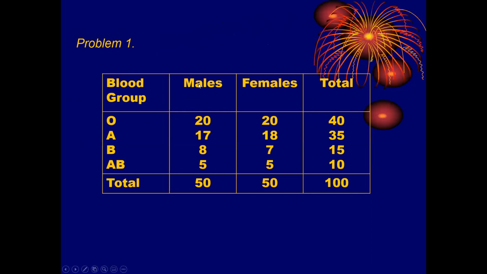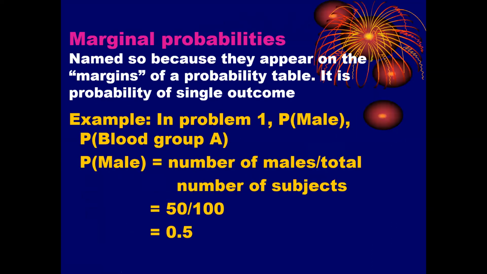How many males do I have? I got 50, right? How many respondents do I have in total? That is going to be 100. Then what am I going to do? I'm going to do 50 divided by 100, and that is how to get the probability. Look at that. The number of males divided by the total number of subjects gives 0.5. The same thing is applicable to the probability of female.